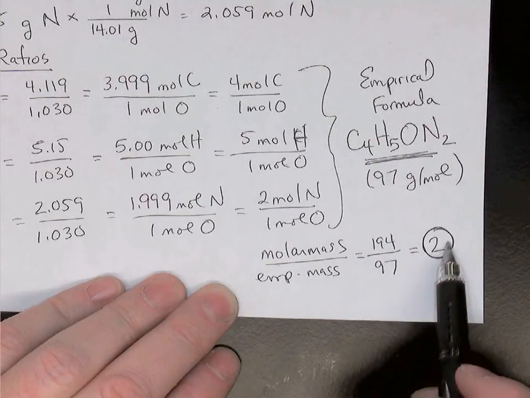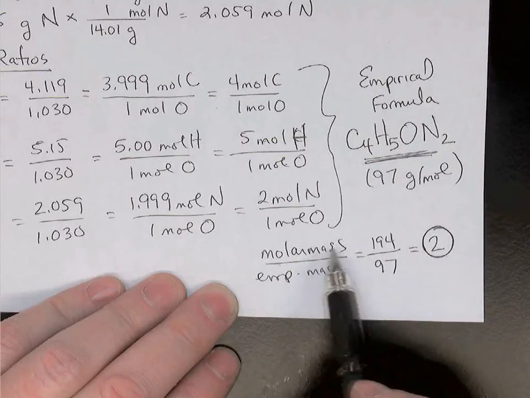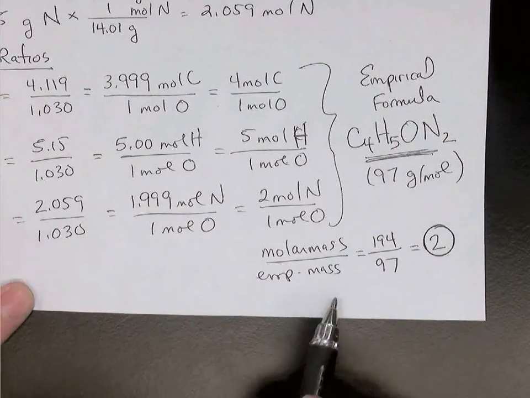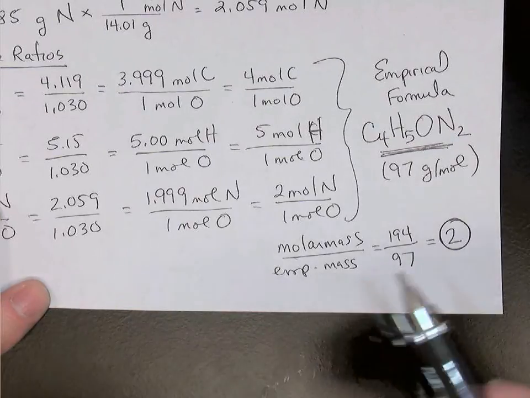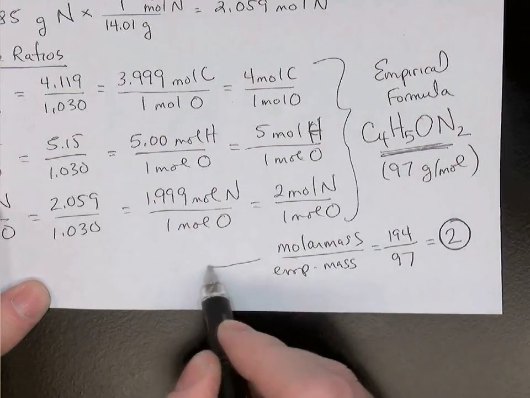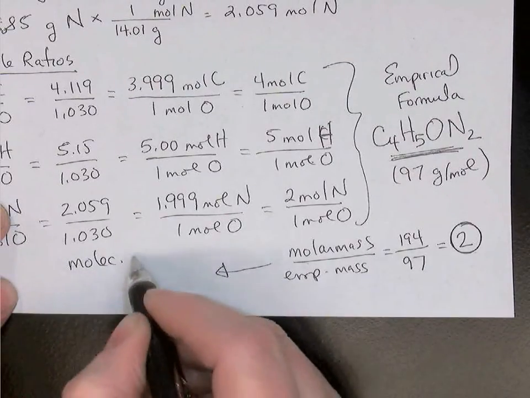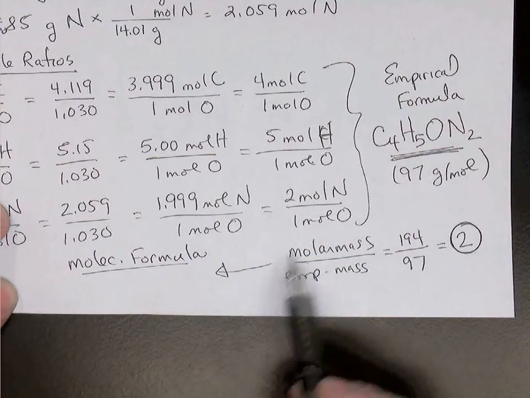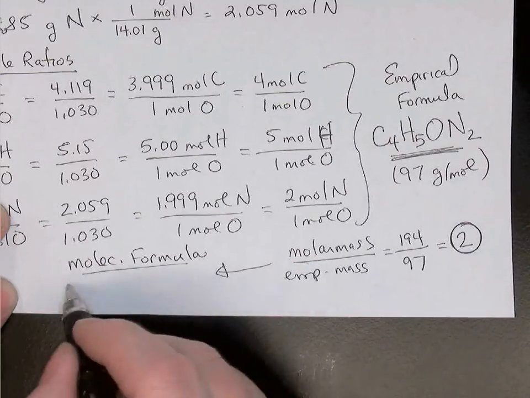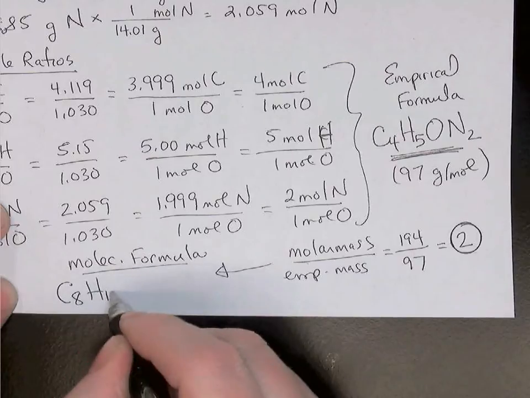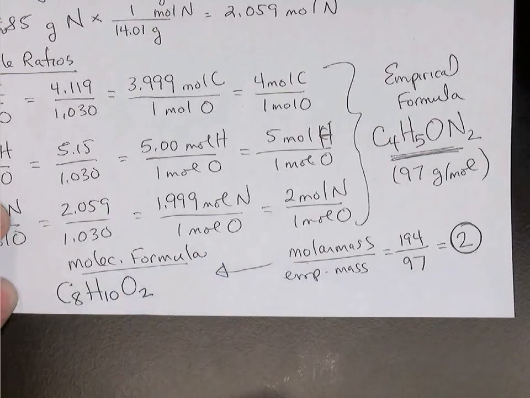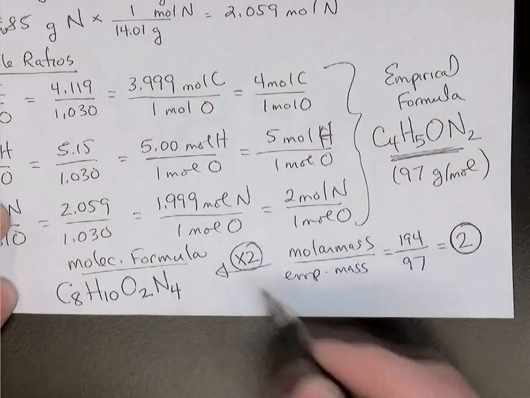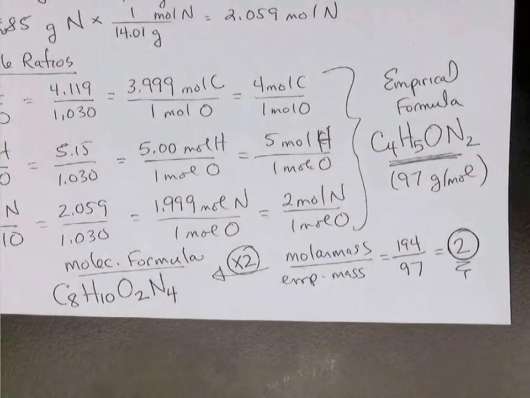So what does this 2 mean? Well, the molar mass of caffeine is twice as big as the molar mass of my empirical formula. Therefore, the molecular formula of caffeine is twice as big as the empirical formula. I'm going to go backwards here. Therefore, the molecular formula, the actual chemical formula of caffeine, is twice the empirical formula. So instead of C4, we have C8. Instead of H5, we have H10. Instead of O, we have O2. And instead of N2, we have N4. So we multiplied by 2 because of this ratio 194 divided by 97. So there we have it.